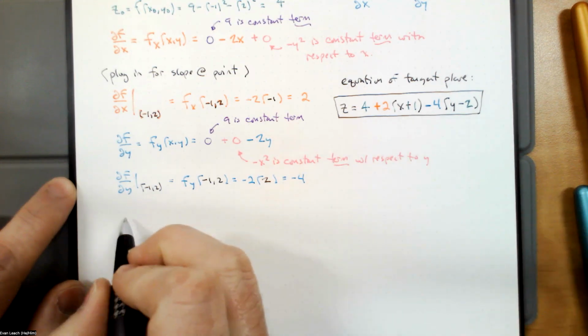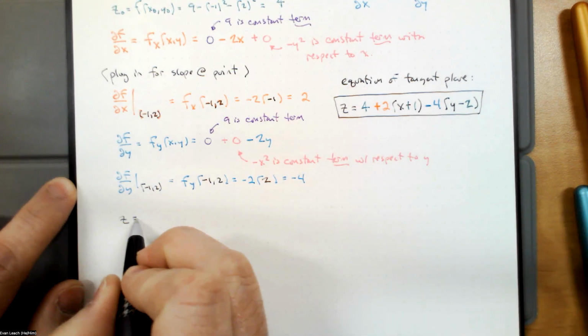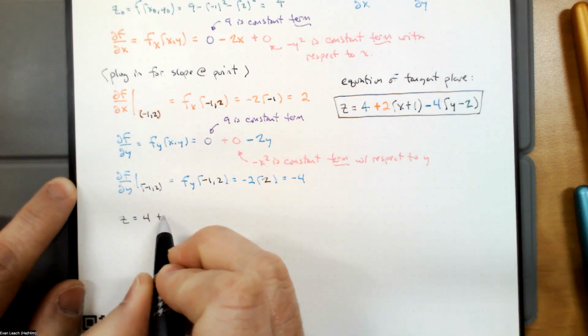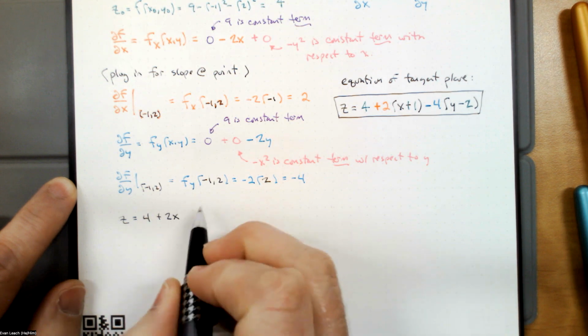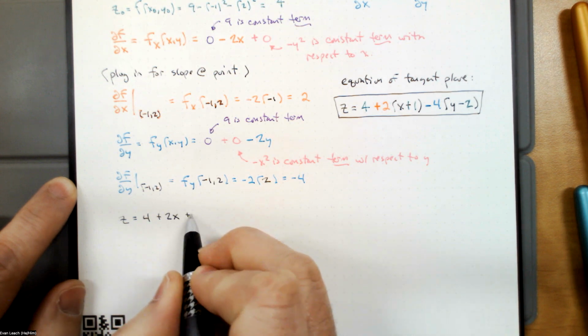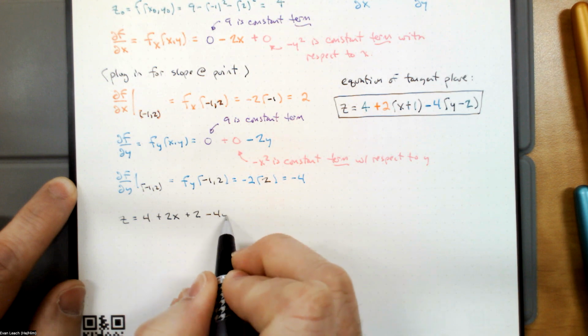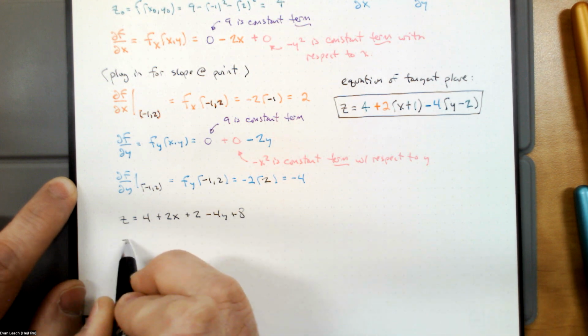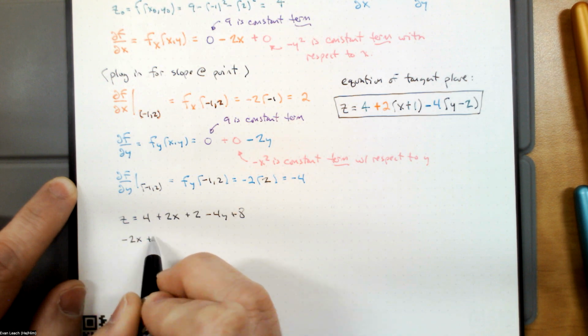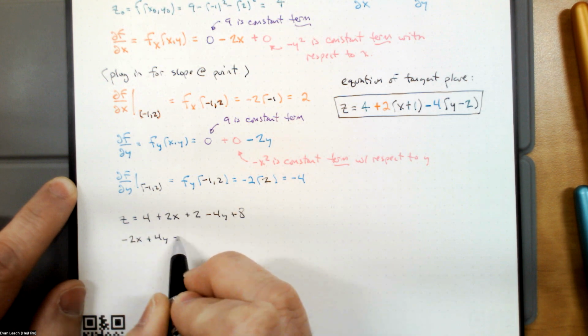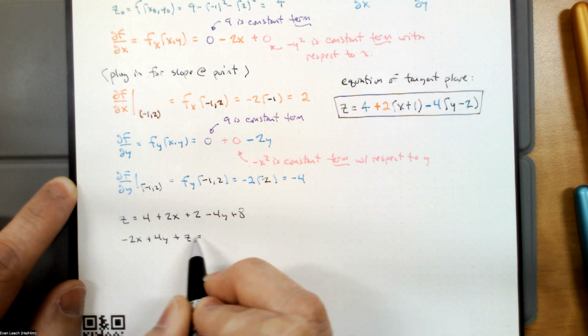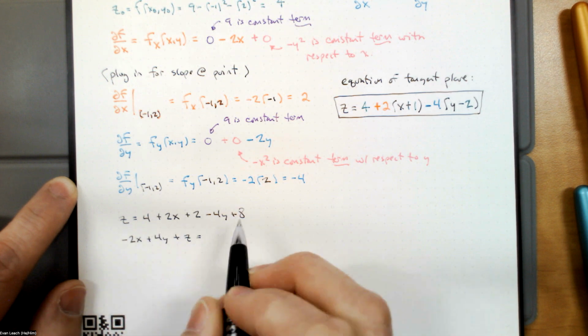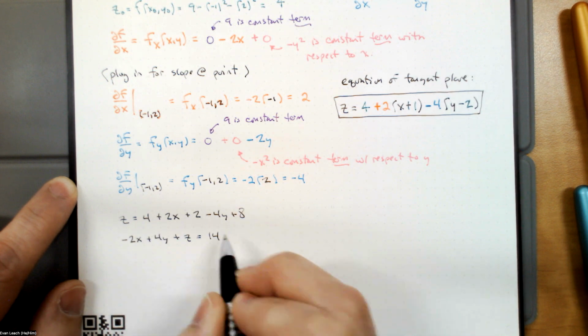So if I rewrite this, let's see, just do a little algebra here, plus 2x. I guess this is excessive, but I'm going to do it anyway. Plus 2 minus 4y plus 8. So I'm going to put the x over here. It's minus 2x plus 4y plus 1z is 4, and 2 is 6, and 8 is 14.